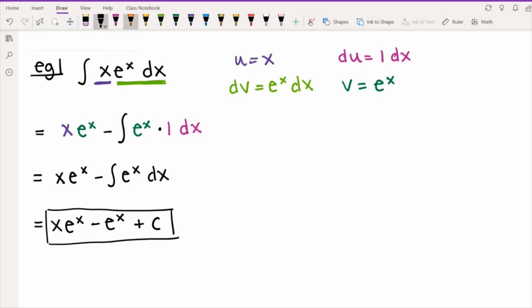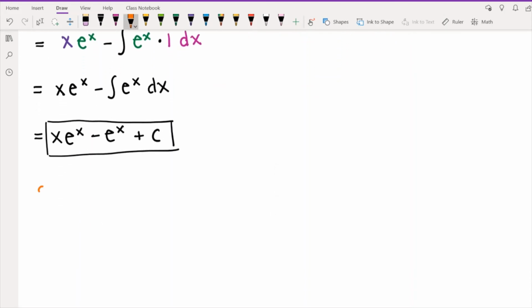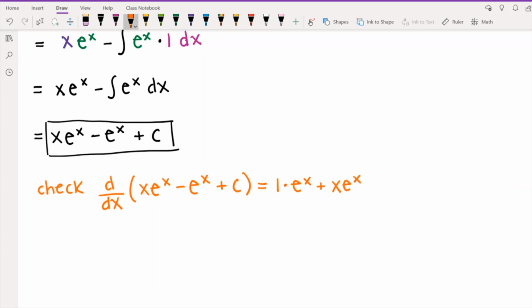And we can check this, right? We can make sure that this is correct. So how would we check this? We would just take the derivative of x e to the x minus e to the x plus c. So what would we get? Well, we'd use the product rule in the first part, and the product rule would give us 1 times e to the x plus x times e to the x. And then we have minus e to the x. And so these two cancel out, and we're left with x e to the x. So hopefully you're getting a sense of how this works.